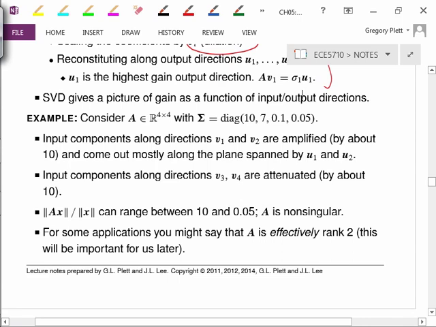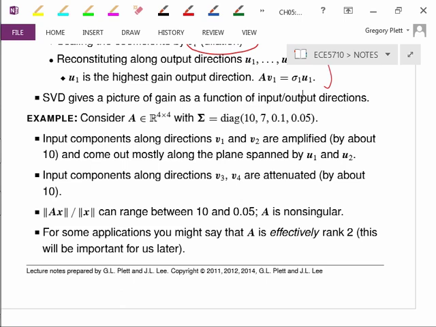An example that looks at this a little bit says, consider a square matrix A, which is 4 by 4, and I compute the singular value decomposition, and I get the four singular values 10, 7, 0.1, and 0.05. I'm not stating here what the U matrix and the V matrix are, but we'll talk about them in terms of their components. So input components along the directions V1 and V2 are amplified by 10 and 7 respectively, something on the order of around 10, and they come out mostly along the plane spanned by U1 and U2.